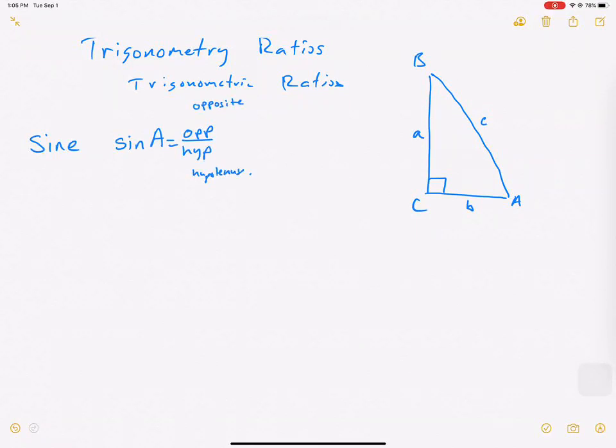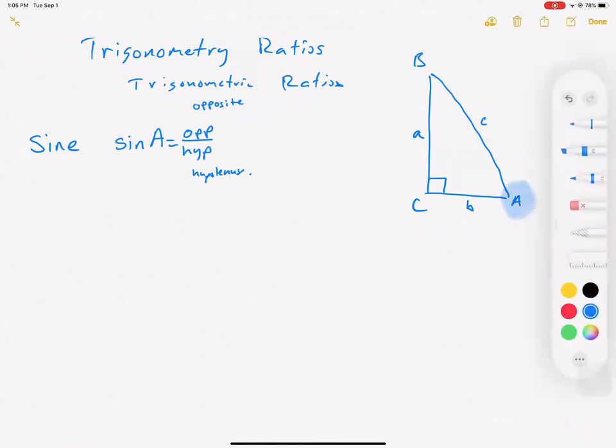So what is the opposite? Well, the sine of A means we are going to look at angle A. Now, what is opposite of angle A? Opposite of angle A is going to be this side here. So that's side A. I'm going to label this as opposite, OPP. The hypotenuse is always opposite of the right angle. And the adjacent is right next to A. So that's going to be ADJ, labeled adjacent.